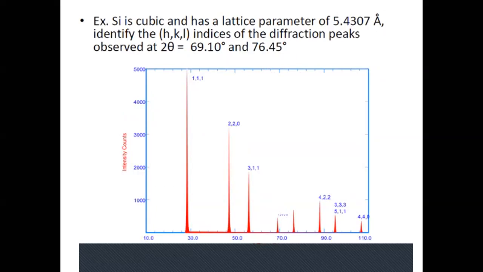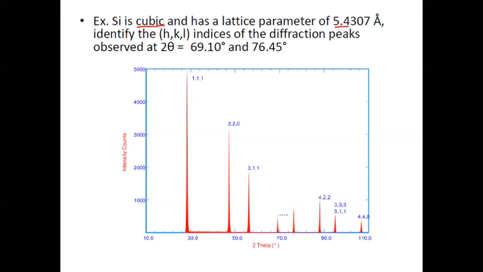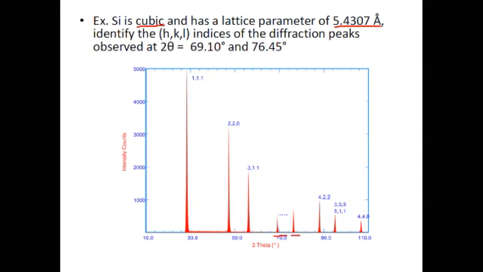So here we have a silicon crystal. It's in a cubic space group. It has the lattice parameter of 5.4307. Identify the HKL indices of the diffraction peaks observed at 2 theta of 69.1 and 76.45. So just by looking at this, we see here that this is the 69.10. This is the 76.45.